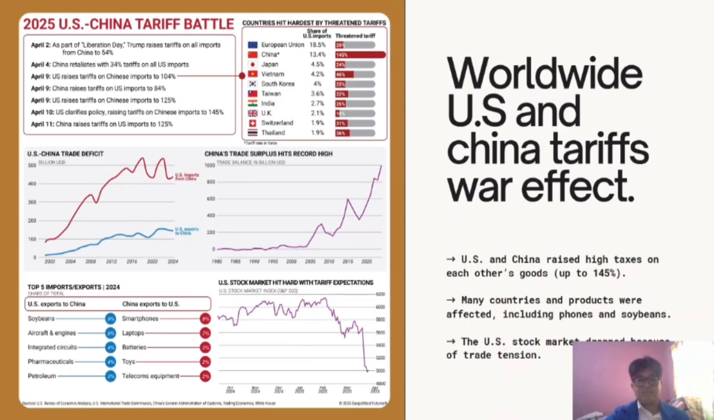Let's take a moment to look at the global picture. This isn't just about the US and China. When the two largest economies in the world impose high tariffs on each other, some up to 145%, the ripple effects are huge. Phones, soybeans, electronics, machinery, entire sectors were affected. The stock market responded. Other countries were caught in the middle. It became clear: trade wars don't have winners, they have consequences.